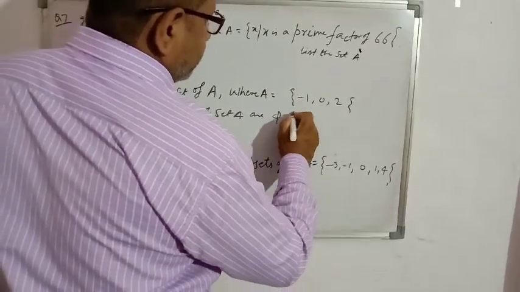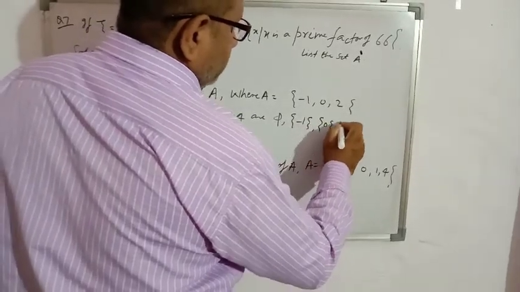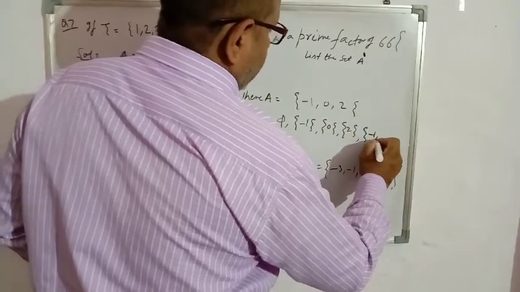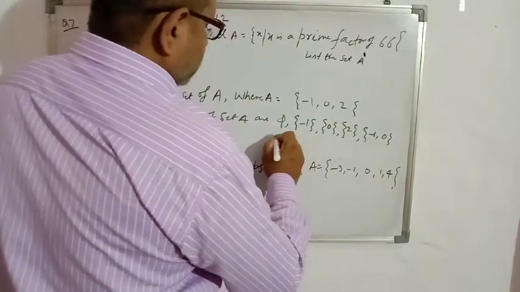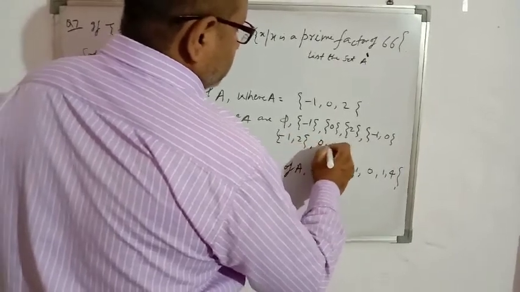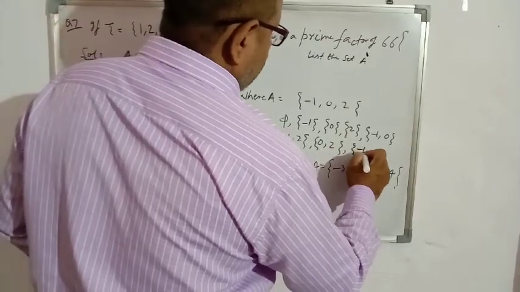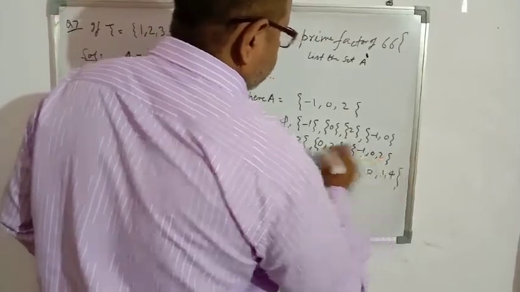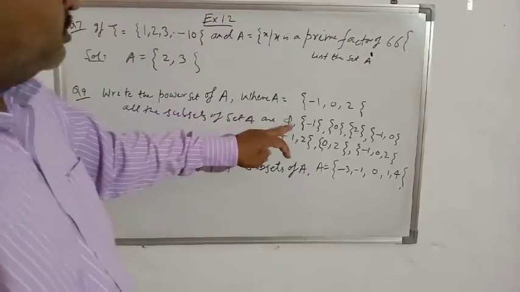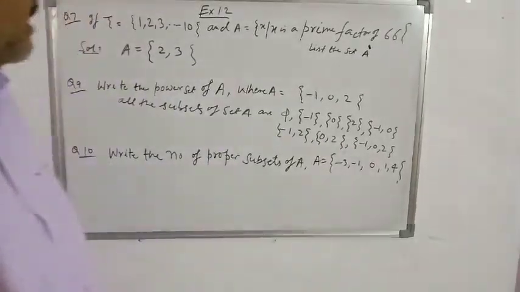the empty set, single elements -1, 0, 2, then two elements together: {-1, 0}, {-1, 2}, {0, 2}, and then three elements together: {-1, 0, 2}. These are the subsets of this set. So 1, 2, 3, 4, 5, 6, 7, 8 subsets are there.